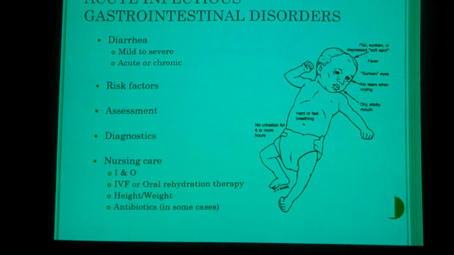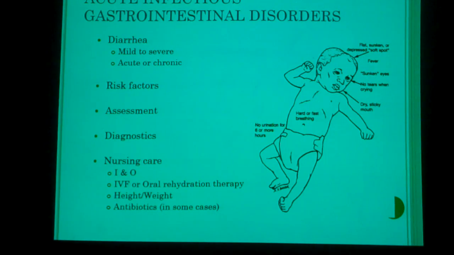Diagnosing these infections is done by stool sample or cultures, a CBC, H&H, and a UA, and this can help determine dehydration. Nursing care, medications that can be given: Flagyl if it's C. diff. You want to avoid anti-motility agents if the child has E. coli or salmonella poisoning because you want the body to get rid of that infection.